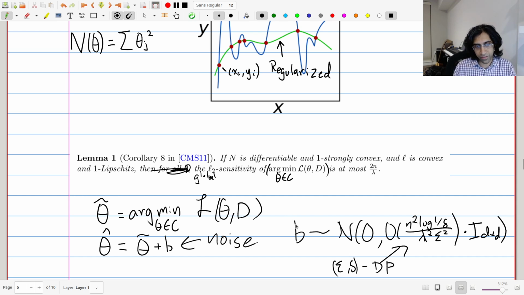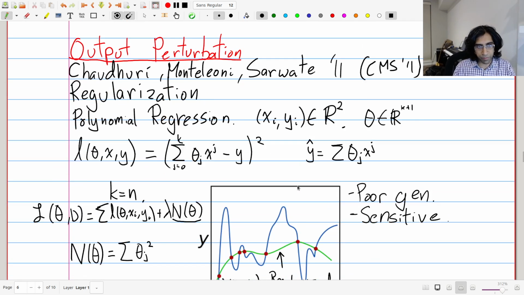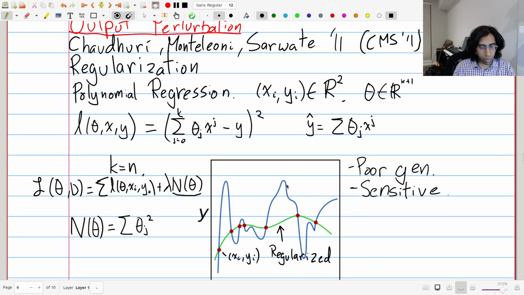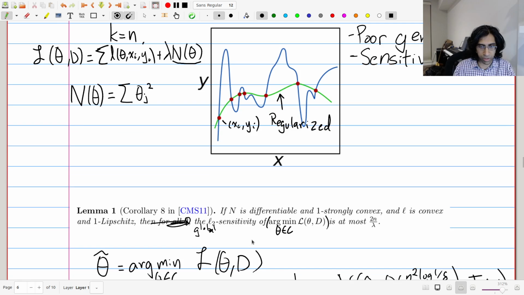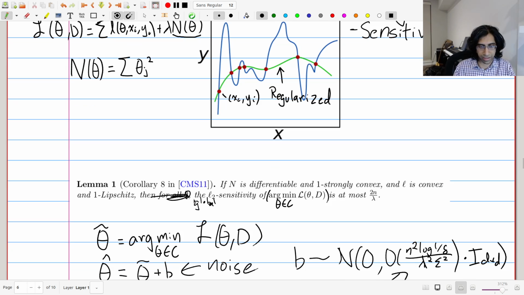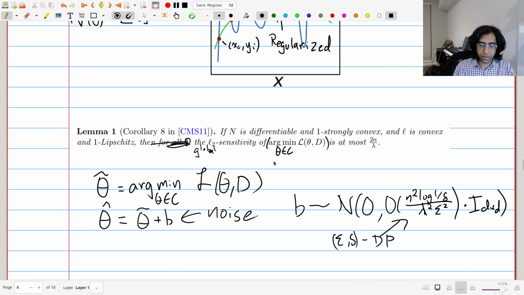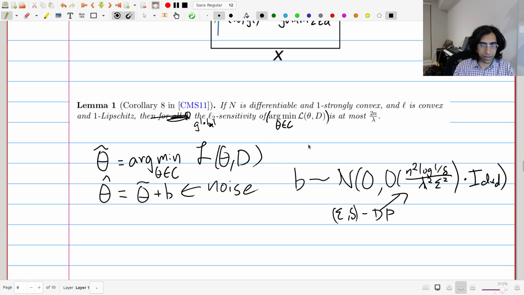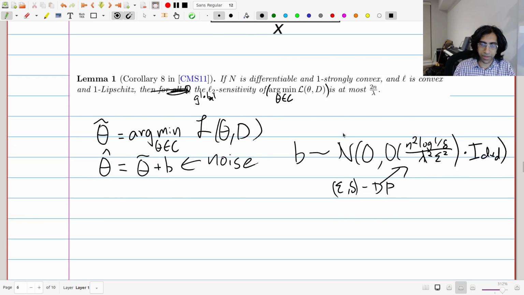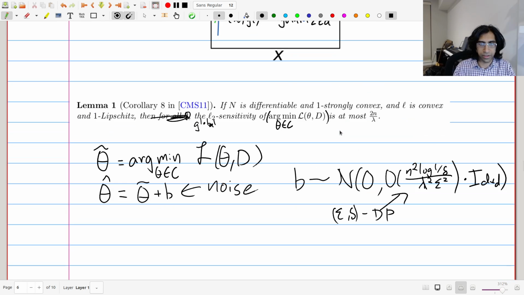Let me note that I gave the example of polynomial regression, but this didn't require us to be doing polynomial regression. This is really more general. It just says all we need is that the function is differentiable and strongly convex, sorry, the regularizer has these properties, and that L is convex and Lipschitz. Then we have this L2 sensitivity bound for whatever problem we're actually looking at. So that's nice. That's convenient. It essentially says that regularization allows us to add noise to the output, and that'll work. So that's great, and that's effective.